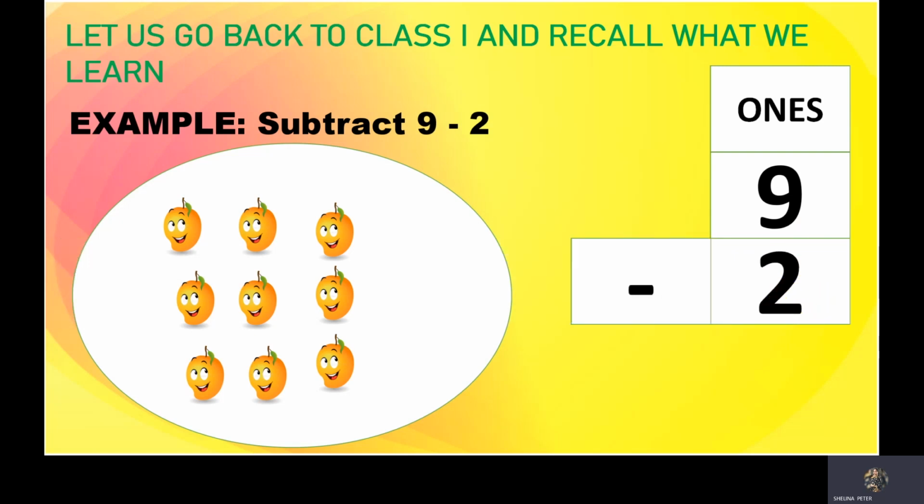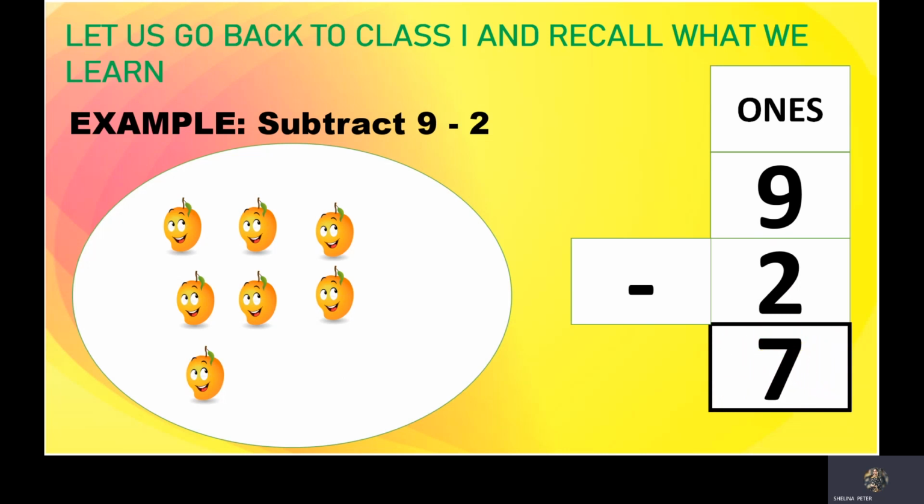Put subtraction symbol. And now we have to subtract 2 from 9. That means we will be taking out 2 mangoes from this group. So that means 1 mango is taken out. Then second mango is also taken out. Now let us count how many mangoes are left in this circle. 1, 2, 3, 4, 5, 6 and 7. So the answer will be 7. 9 minus 2 is 7.